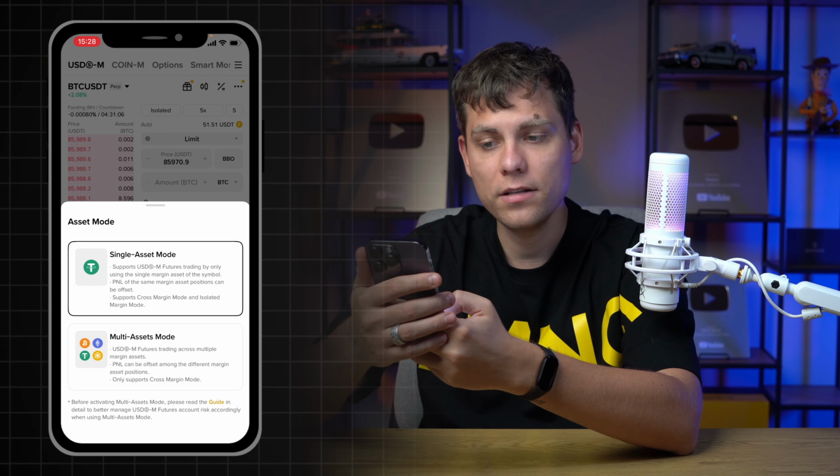But if you select multi-asset mode, it means that for collateral, even for a trade opened in USDT, absolutely all assets in your futures wallet are used, even if they are, for example, crypto coins and not stable coins. I recommend using single asset mode. Below this, we have the available balance, which is currently open for trading on the exchange.